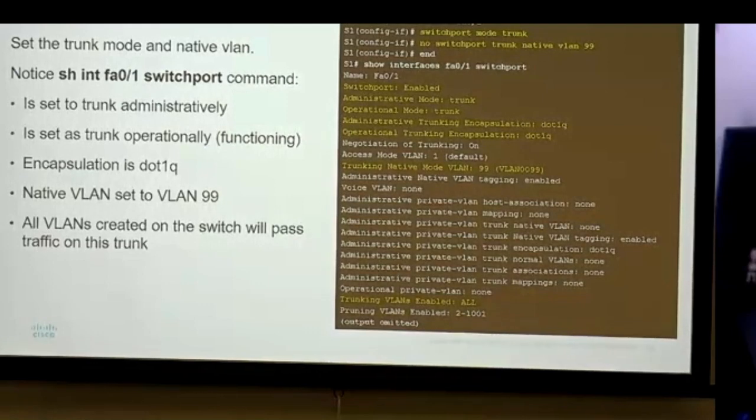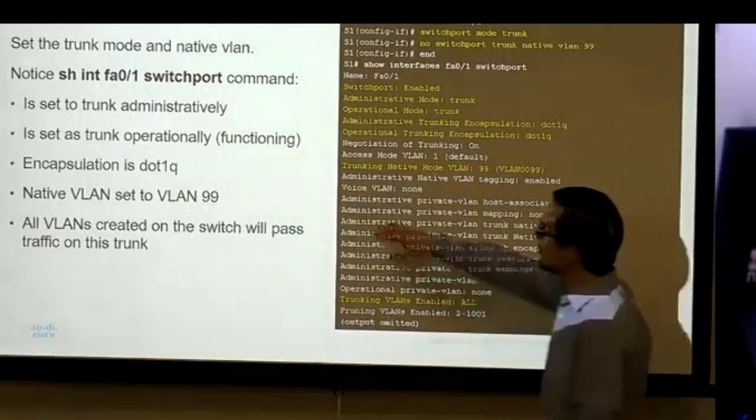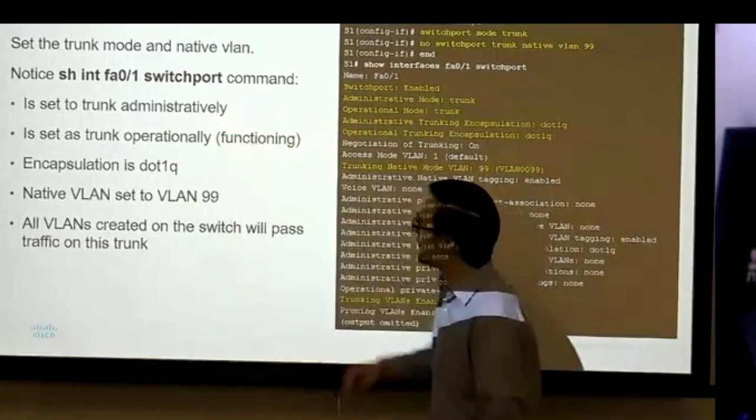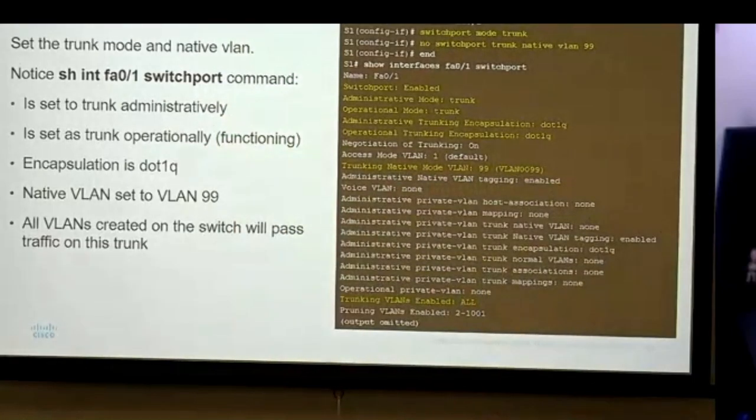Okay. Sure, it's different. It's probably not actually. But, all right. So administratively set to trunk, it's either going to be administratively or dynamically. But we'll get to DTP later.